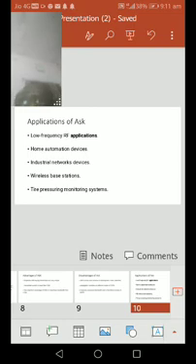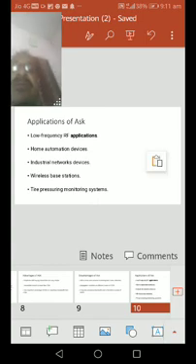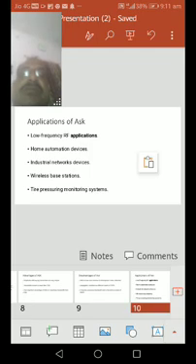What are the applications of ASK, amplitude shift keying? It is used in low frequency RF applications and home automation devices. Next is industrial network devices, sharing information with millions of people through the internet. Wireless base stations are also used, sending signals wirelessly from one country to another. Next is tire pressure monitoring systems.